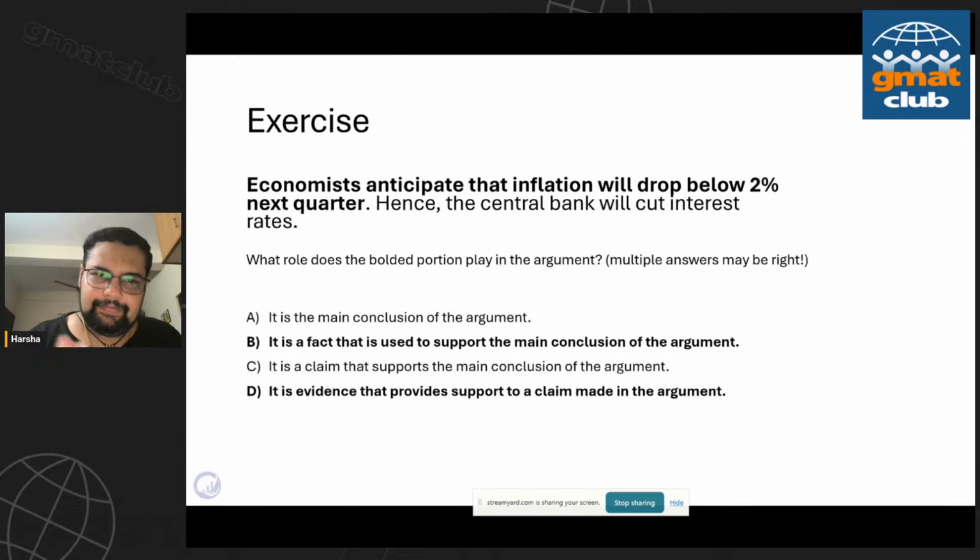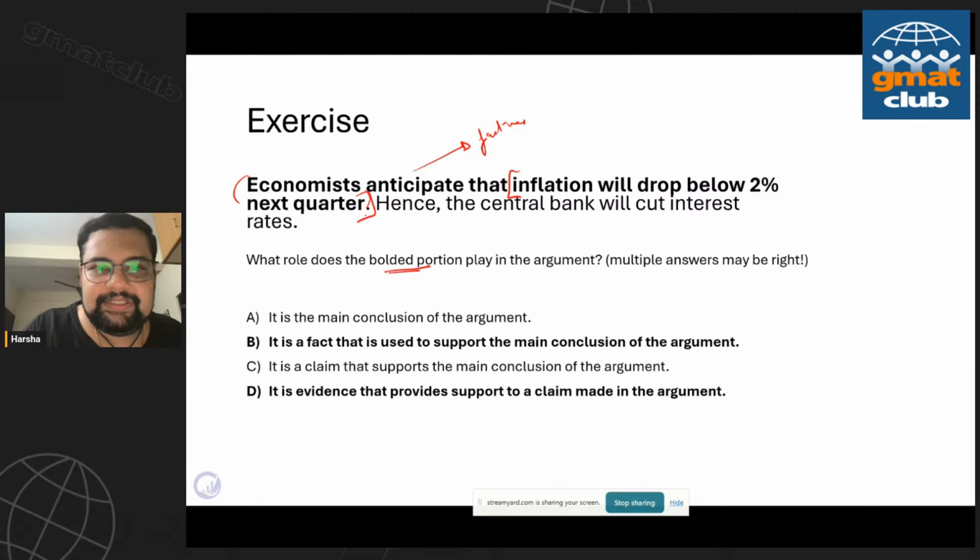So we have covered all the terms we needed to understand why B and D are the right answers here. Again, the bolded section is actually factual in nature. Because the question is very specific, what role does the entire bolded portion play? That is a fact in this argument. If I asked you what role this portion plays, that's clearly an anticipated idea. The economists have anticipated that this is going to happen. That's a prediction into the future. Okay, firstly, I'm happy to see nobody chose A. It's clearly not the main conclusion.